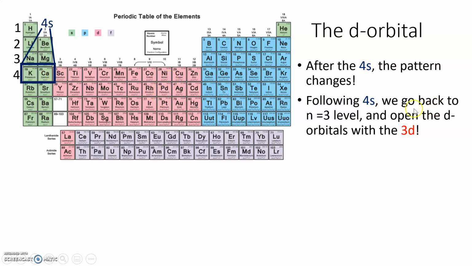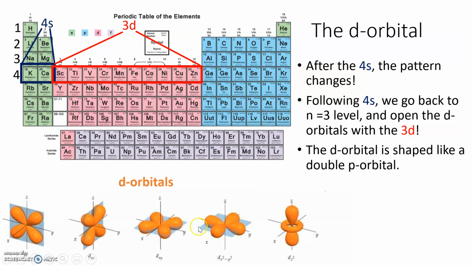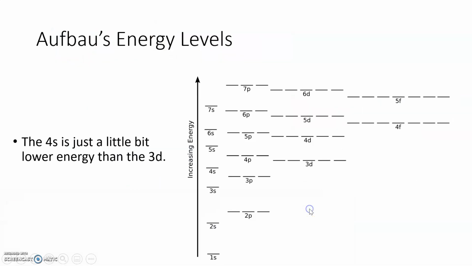But we go back to the 3rd energy level and open up what we call the 3d, which is right there. There's our 3d. The d orbital is kind of shaped like a double p orbital. I couldn't even try to draw it if I wanted to. So you see this is 1 d orbital. Here's 1 d orbital. Here's 1 d orbital. Here's 1 d orbital. And then there's the fun d orbital with the donut in the middle. It's everyone's favorite. Kind of a cool looking one. There are 5 different d orbitals. So we see those 5 right here.